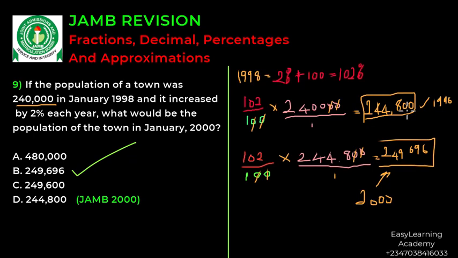Now we used this new answer as the current population to solve for the year 2000, because this was for the year 1999. The percentage increment remains the same, so we kept it as 102 over 100. We introduced the new population of the town, and solving this out, we were able to have the population for the year 2000 as 249,696. So that was it.